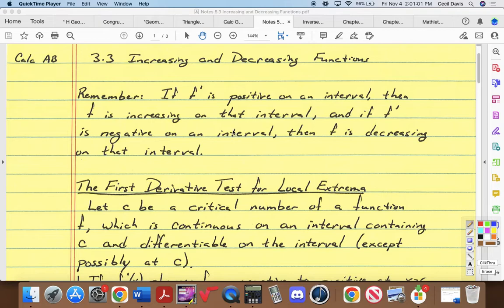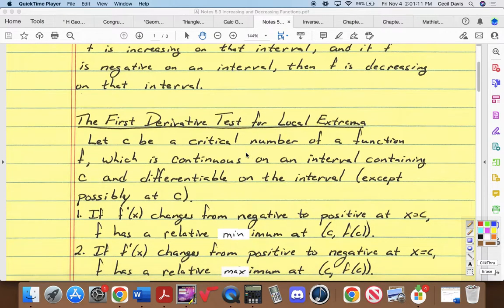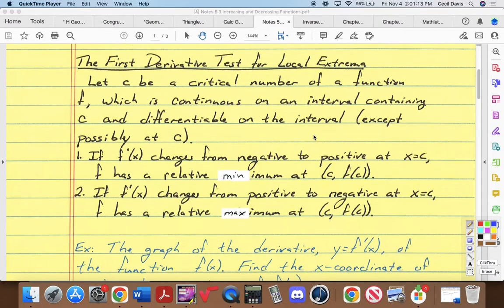But remember that if f prime is positive on an interval, then f is increasing on that interval. And if f prime is negative on an interval, then f is decreasing on that interval. So we have what's called the first derivative test for local extrema. And you've already kind of been doing this on last night's assignment. Let c be a critical number of a function f, which is continuous on an interval containing c and differentiable on the interval except possibly at c.